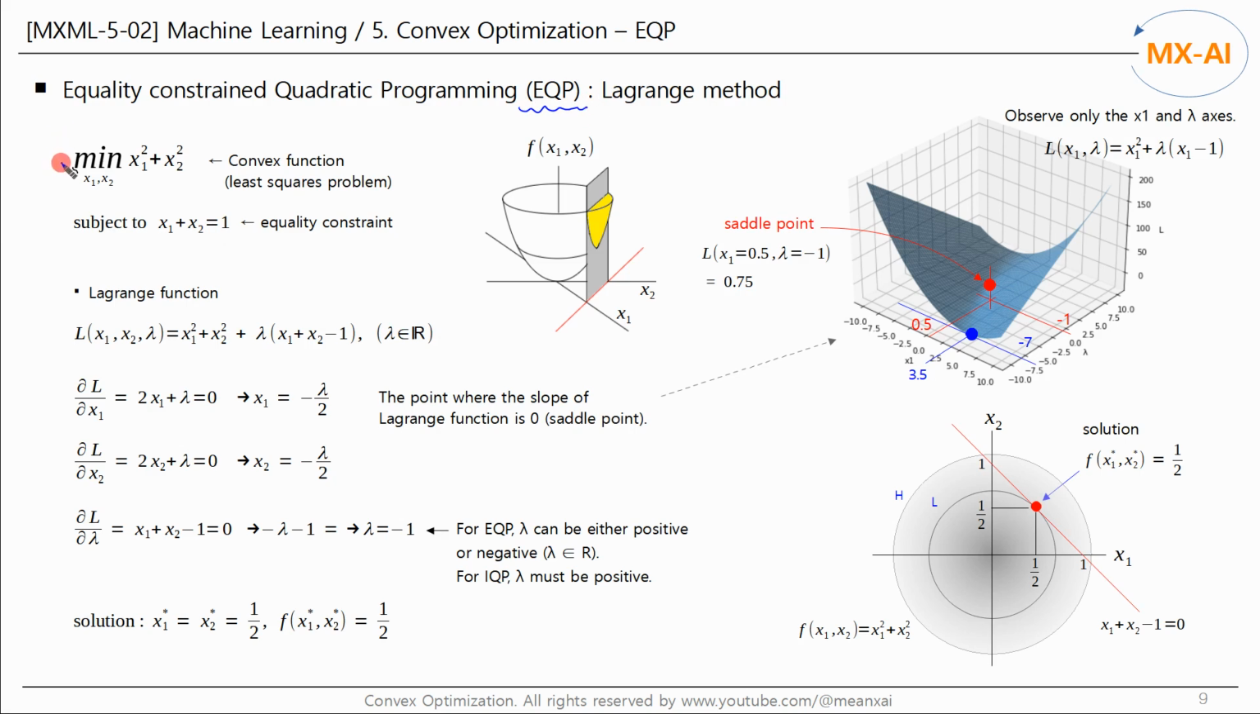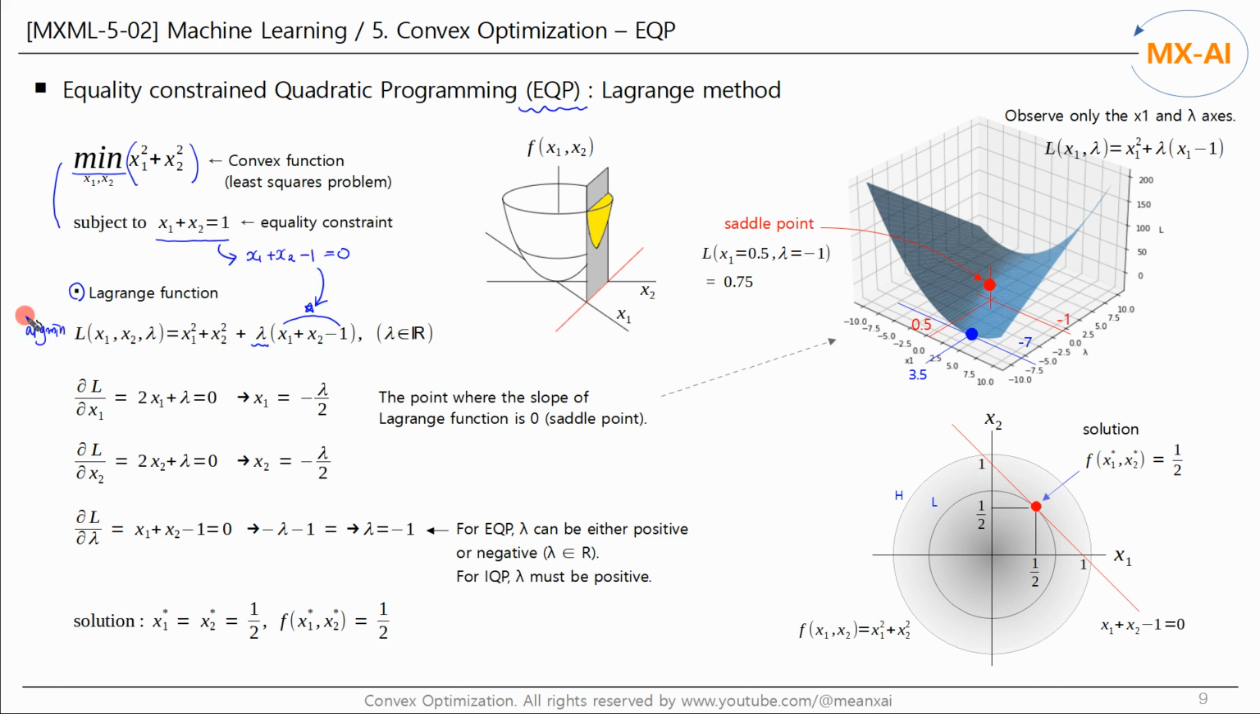Let's look at the optimization problem below. The problem is to find the minimum value of this function. The equality constraint is x1 plus x2 equals 1. Typically, the Lagrange function below is used to solve the constrained optimization problem. Lambda is a Lagrange multiplier, and this part is a constraint. The above constraint is expressed like this.